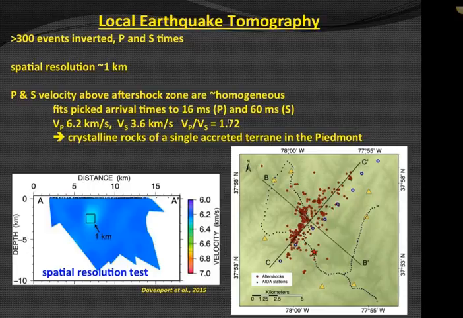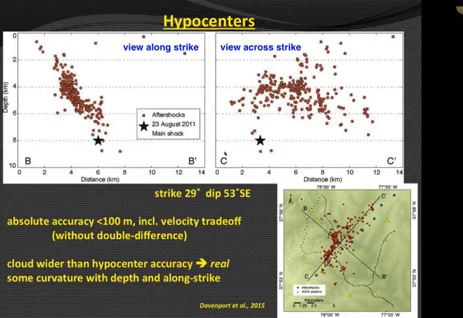Next slide, please. Of course, the earthquakes are now located within that boring velocity model, but the accuracy of these earthquakes, and here are views along strike and cross strike, the accuracy of these hypocenters, because of the very large number of stations we have, is actually less than 100 meters, and that includes the trade-off in possible velocity functions as a function of depth. So the depth trade-off, the earthquake time trade-off, and the velocity trade-off are all built into that number. These are accuracies less than 100 meters without using double difference methods.